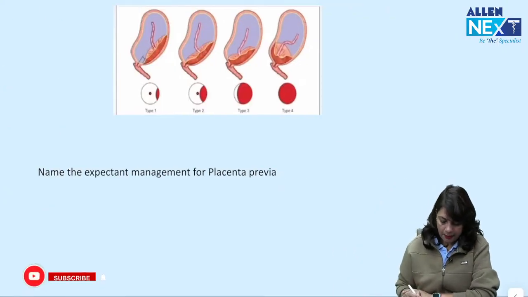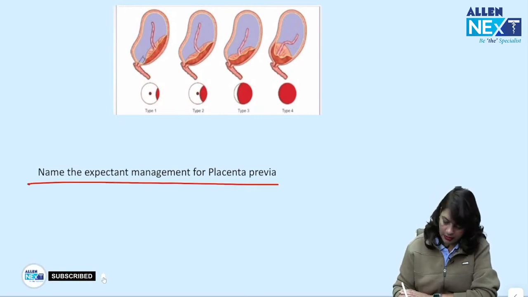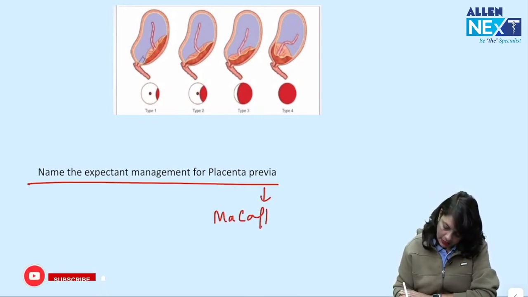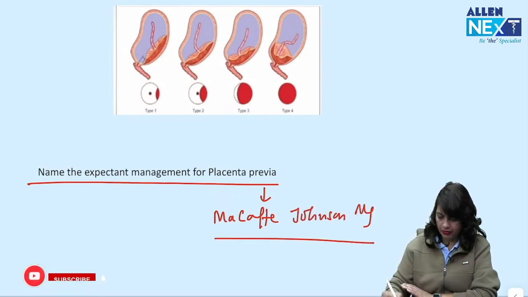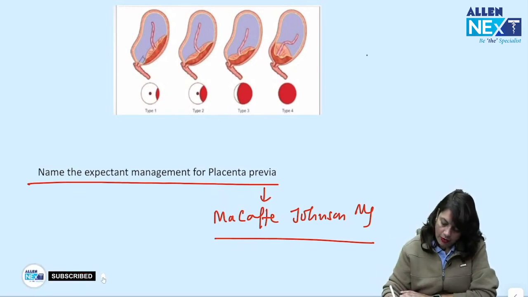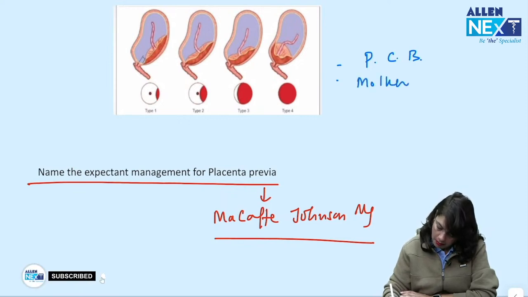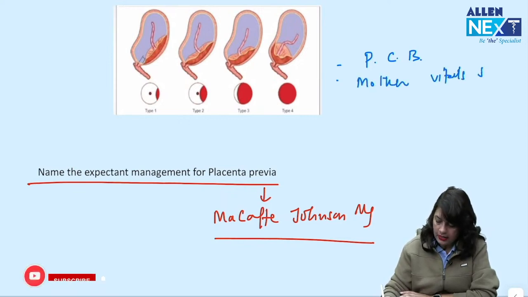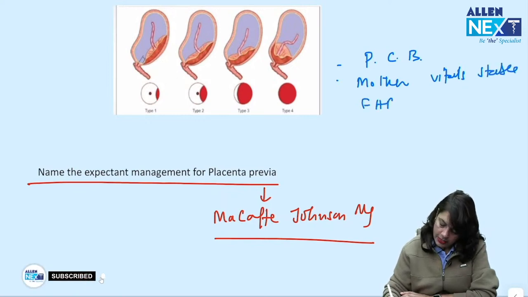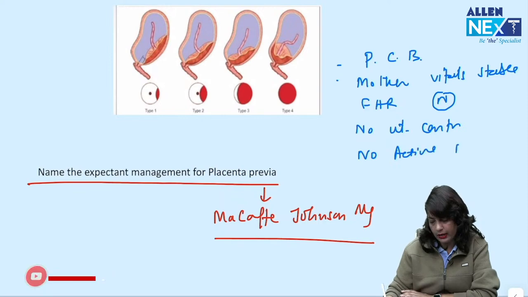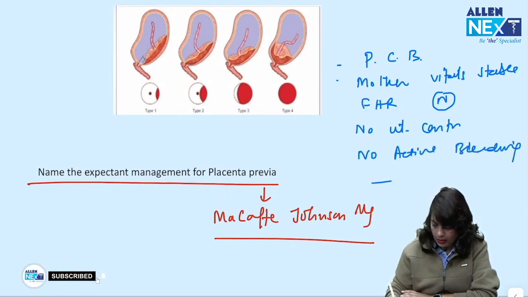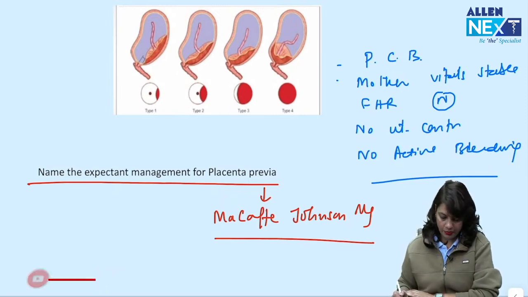Next, placenta previa. Name the expectant management of placenta previa, that is Macafee-Johnson's management. It is given to those patients who have come with painless causeless bleeding, mother's vitals are stable, fetal heart rate is normal, there are no uterine contractions, and there is no active bleeding. Okay, so this is Macafee-Johnson's management.